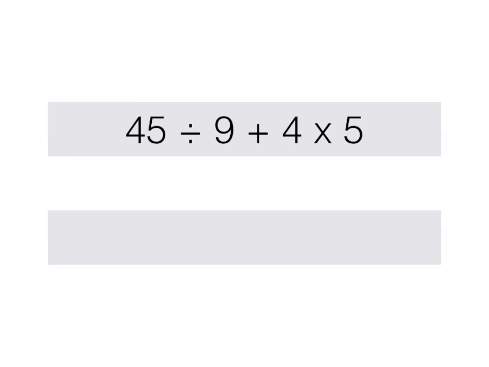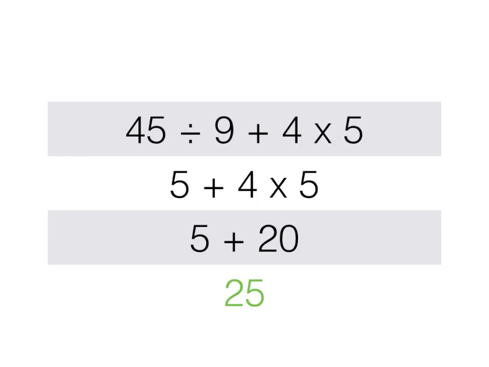Remember, divide and multiply before you do any adding. So we take a ninth of 45 and get 5. And then we do 4 times 5 and get 20. And then 5 plus 20 is 25. $25. Next example. This one and one more to go.